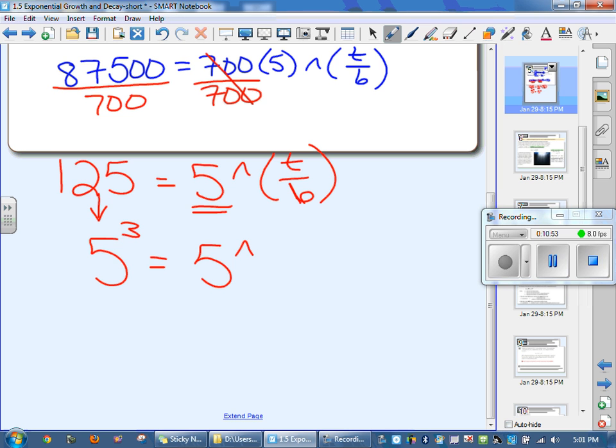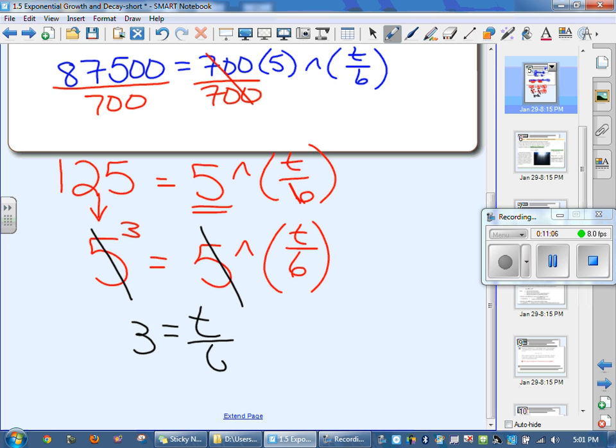If you want to change t to x, that's fine. Now, since we have the same bases now I can drop my bases and solve for t. So I get 3 equals t divided by 6. How do you get the 6 off the bottom? Opposite process. The fraction line means divide, so I'm going to times both sides by 6 to get rid of the 6 on the right-hand side. So we're going to get our final answer of t equals 18.